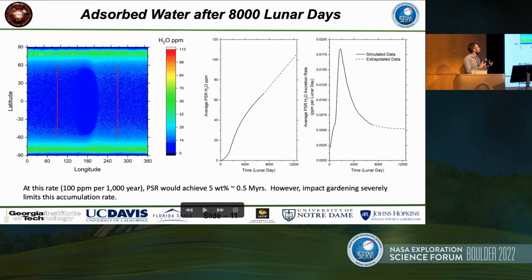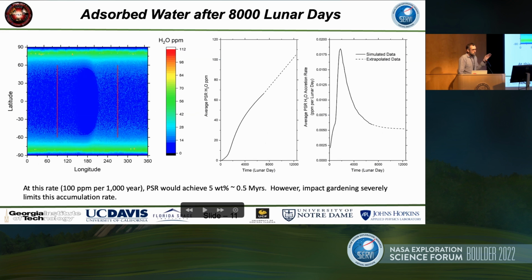So in addition to calculating where water is made, we can figure out where water goes. And this is basically from a simple ballistic hop model that takes into account photodissociation, dissociative adsorption, sputtering, Jeans escape, all the typical loss terms. And you can see that you get what you'd expect, right? So the cold latitudes have more water, and there's a small diurnal variation as well.